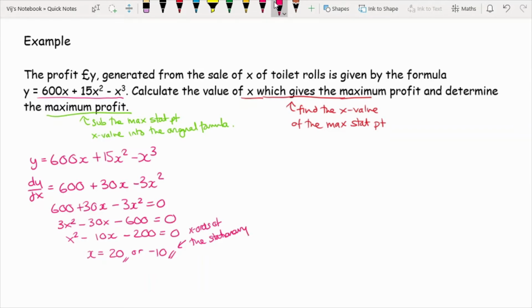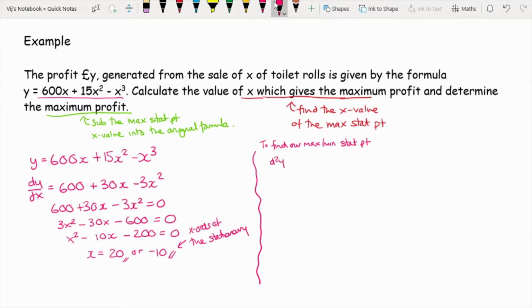Now, if I didn't have any knowledge of what this graph would look like, I know it's going to be a cubic graph, but also a negative cubic graph, then I could probably say straight away which is going to give me the maximum stationary point and which is going to give me a minimum stationary point. But it's always good practice to prove which is which. So to check which is which, to find our max and min stationary point, what I need to do is do the second derivative.